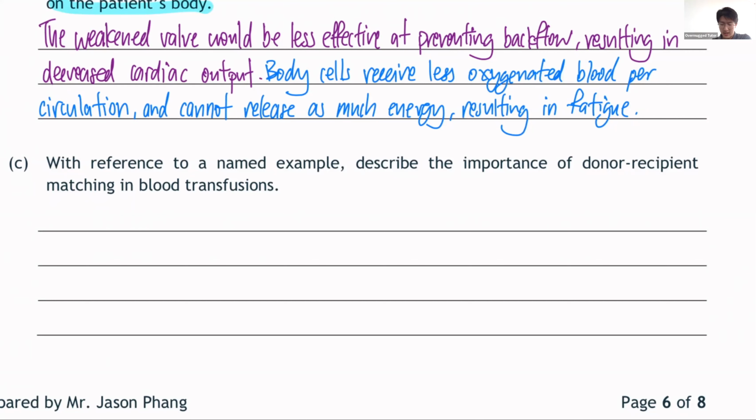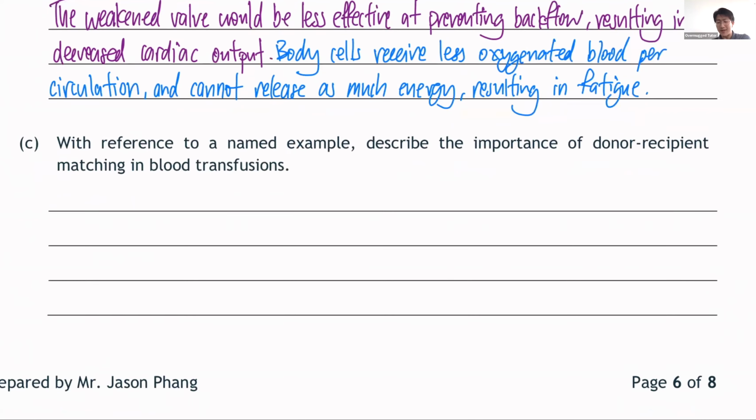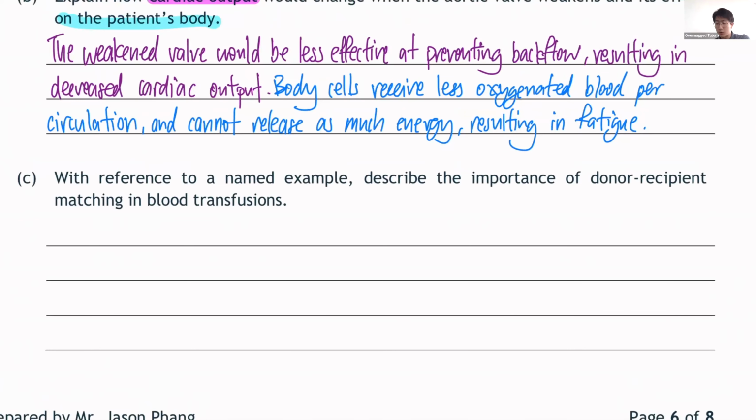Okay, come, moving on. With reference to a named example, describe the importance of donor recipient matching in blood transfusions. Which concept are we talking about here? Which concept in this topic here? Blood groups, do we know your blood groups, your own blood types? Oh, okay, all right.